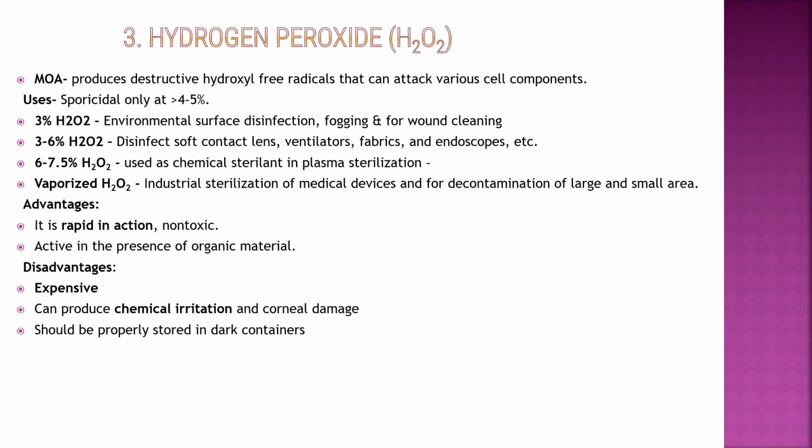H2O2, hydrogen peroxide. Mechanism of action: it produces hydroxyl free radicals which are toxic and attack various cell components. The uses: it is sporicidal at more than 4 to 5% concentration. 3% H2O2 is used for environmental surface disinfection, fogging and wound cleaning. 3 to 6% H2O2 is used for disinfection of soft contact lenses, ventilators and endoscopes. 6 to 7.5% H2O2 is used as a chemical sterilant in plasma sterilization. Vaporized H2O2 is used in the industrial sterilization of medical devices and for decontamination of large and small areas.